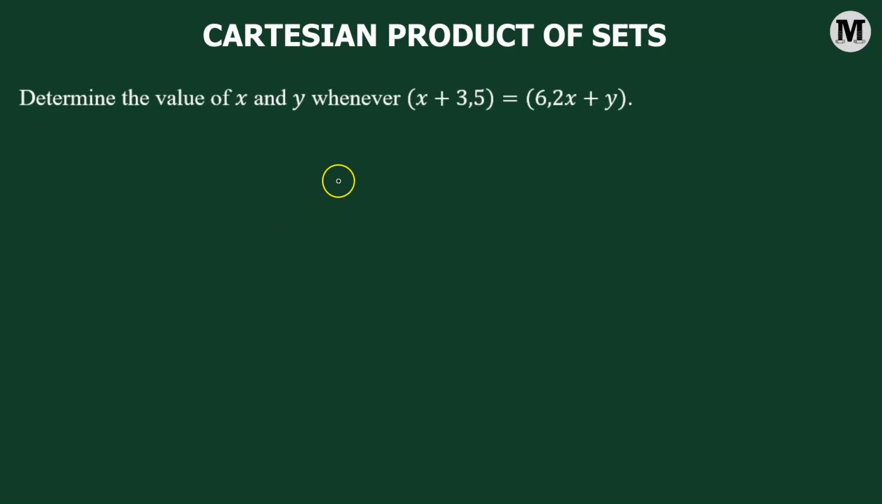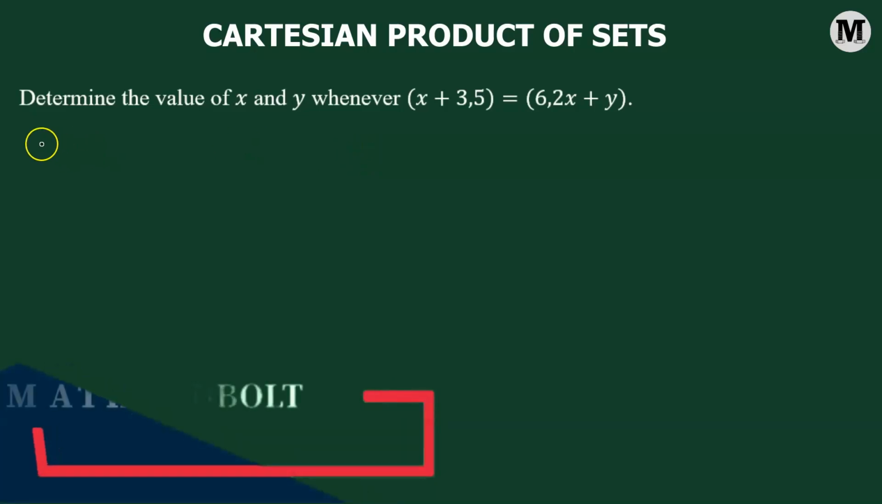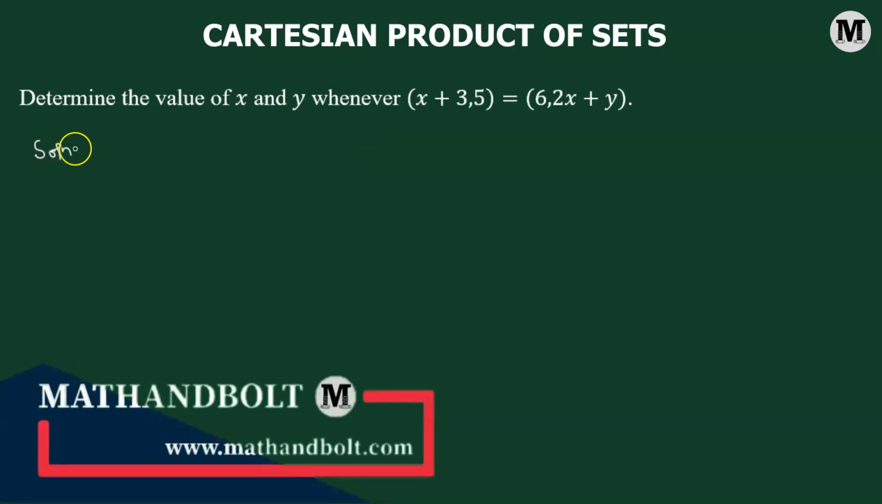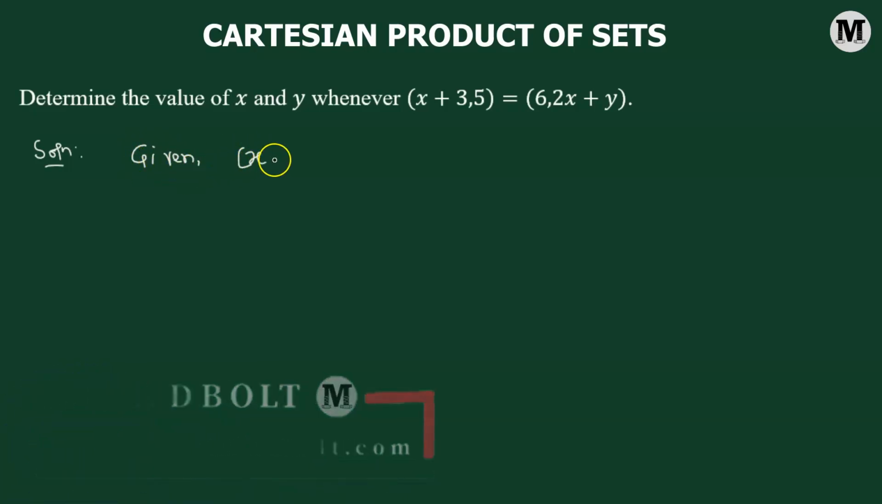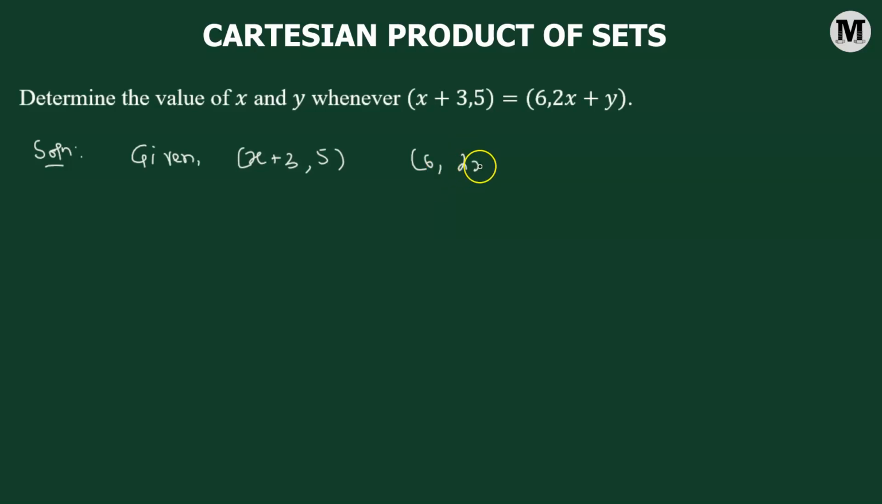Determine the value of x and y whenever the two ordered pairs are equal to each other. Okay, let us begin. So here we are given two ordered pairs. One of the ordered pairs is (x + 3, 5), and the other pair is (6, 2x + y). And it's given that both of the two ordered pairs are equal.